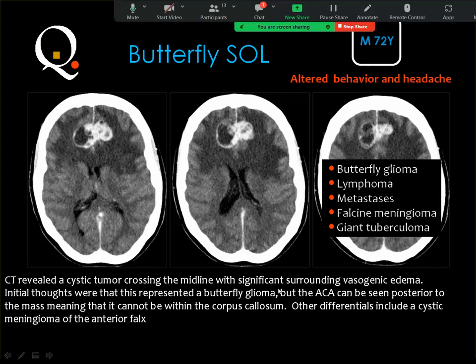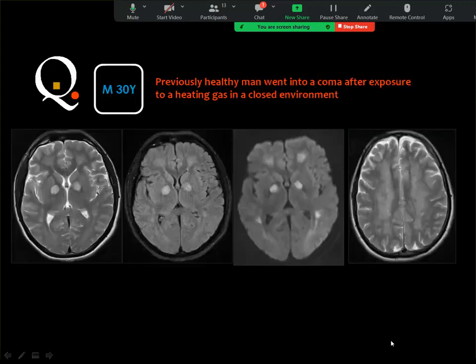But on top of the lesions, of course, whenever you are confronted by a lesion which is heterogeneously enhanced, you think of butterfly glioma. Whenever you are asked about the differential diagnosis, you say lymphoma, then metastasis.